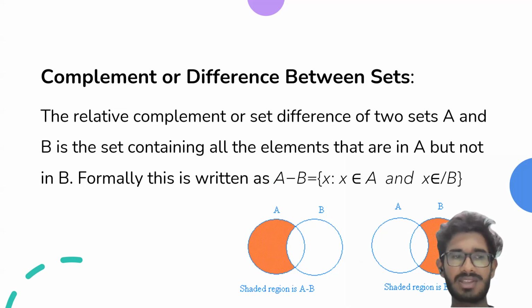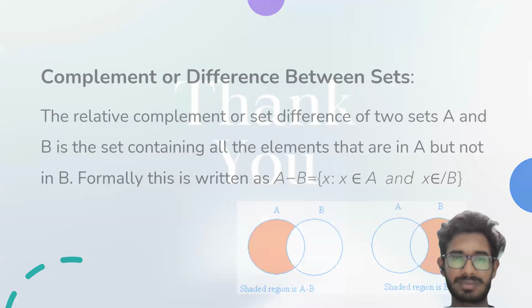Suppose A has elements 1, 2, 3, 4. B has elements 2 and 4. If we do A minus B, it removes the elements present in B from A. That implies A minus B equals {1, 3}. It removes the elements 2, 4 from A, which are present in B. And the complement is U minus A. It is all the elements which are apart from the given set, and U is a universal set. Thank you.